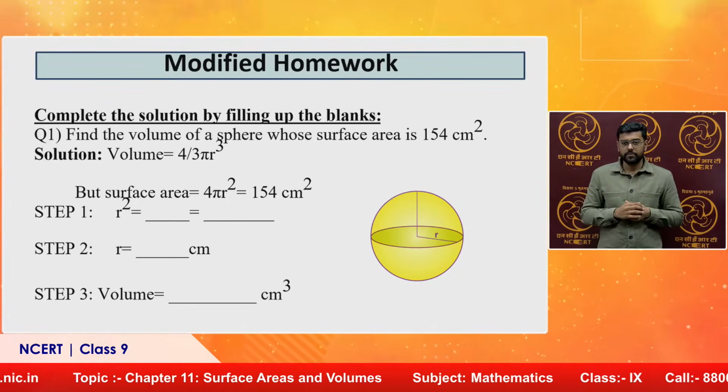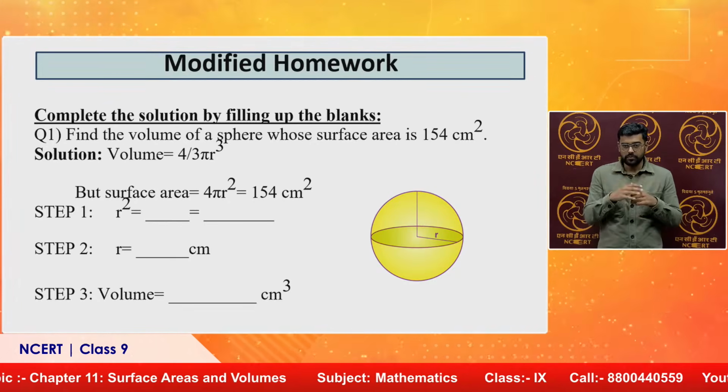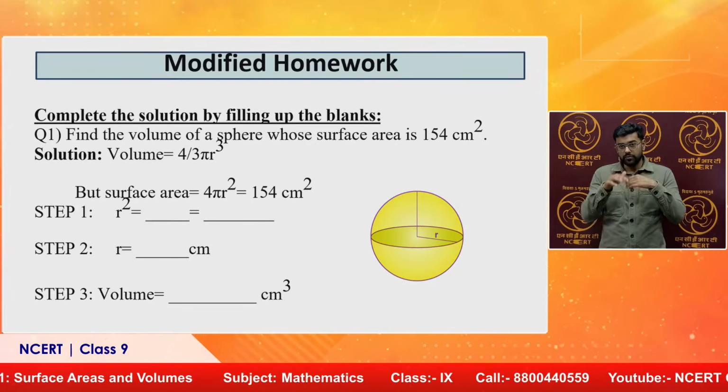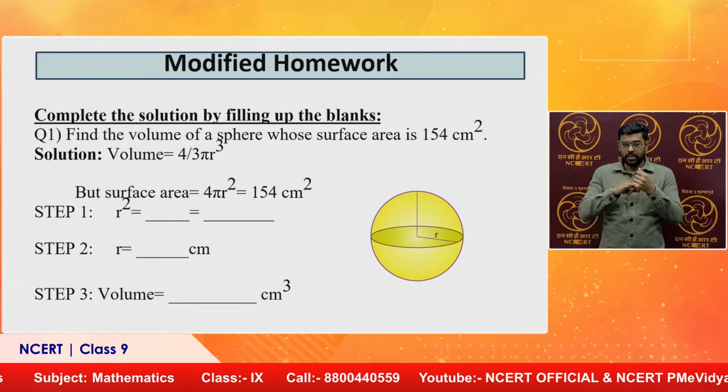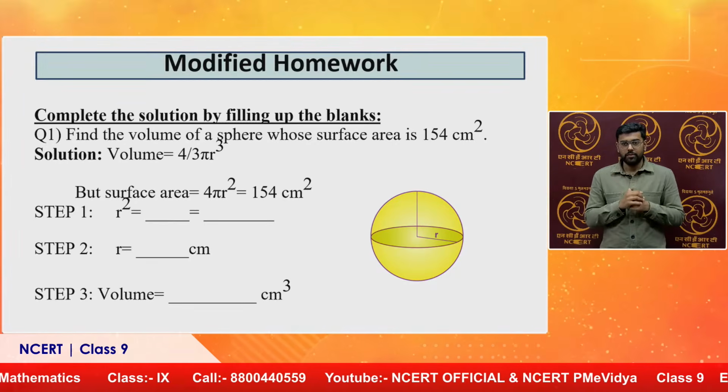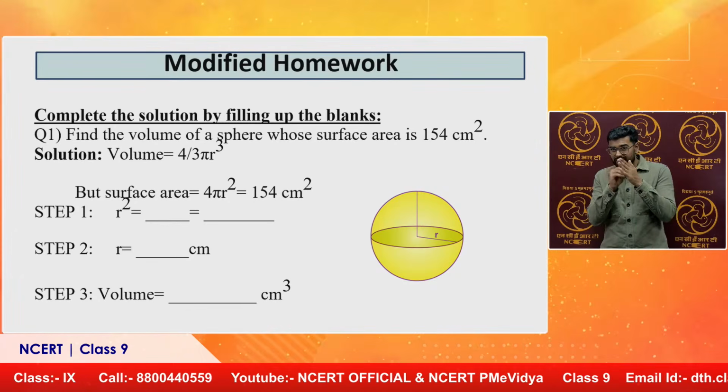We are calculating the area here in centimeter square, and then we have to calculate the volume, children. Use the formula of volume for a sphere, that is 4 upon 3 pi r cube given in the solution, and then calculate the value.